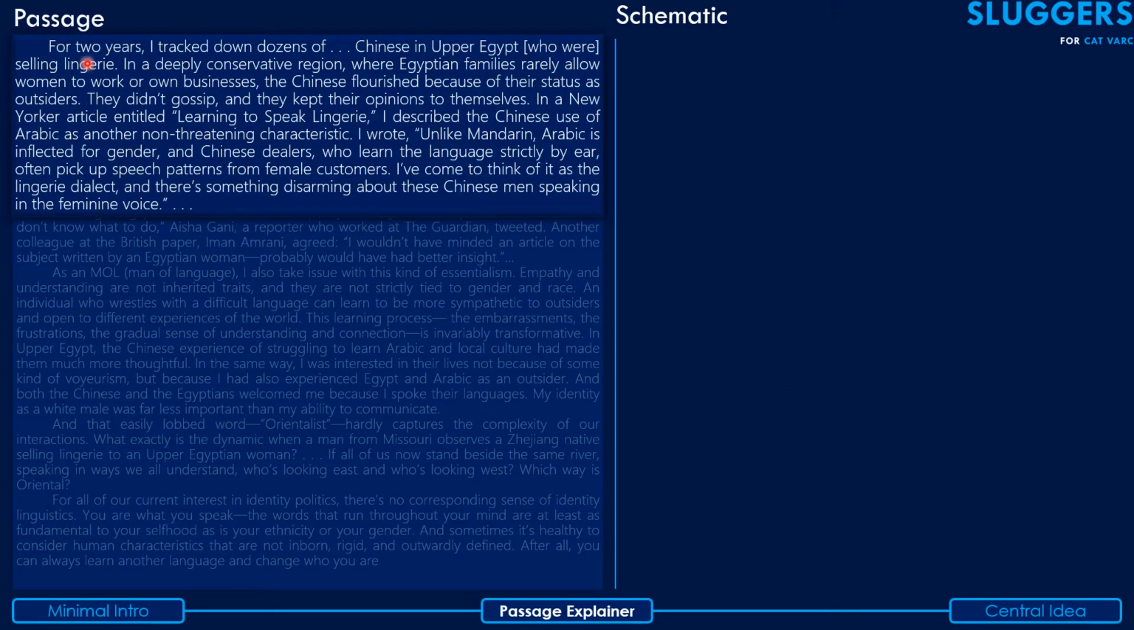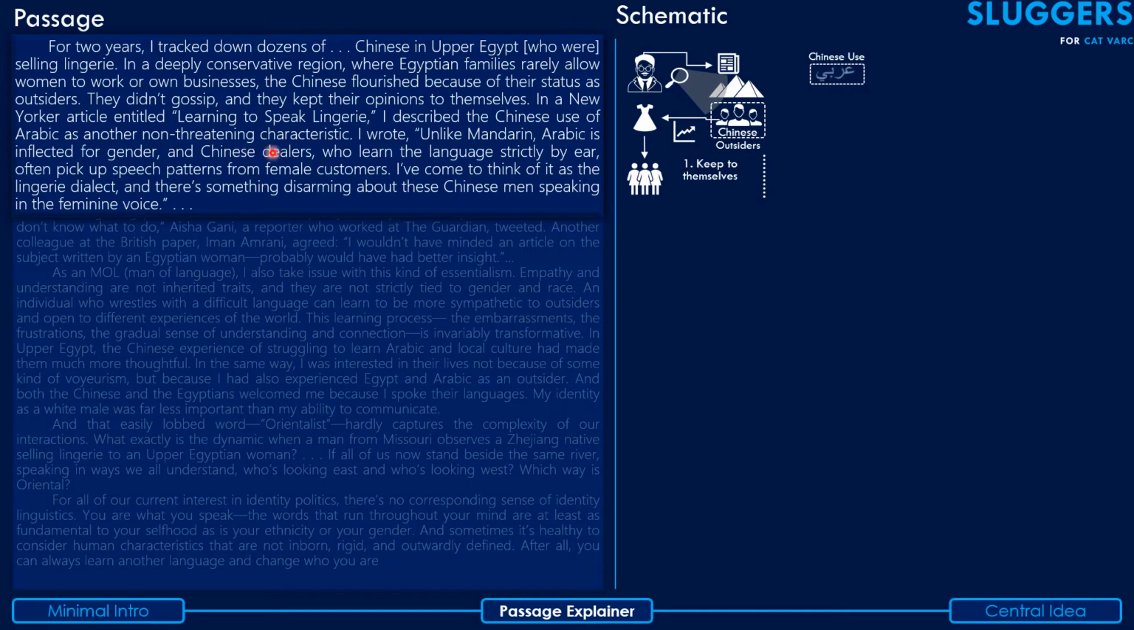Starting with the first paragraph. For 2 years, I tracked down dozens of Chinese in Upper Egypt who were selling lingerie. In a deeply conservative region where Egyptian families rarely allow women to work or own businesses, the Chinese flourished because of their status as outsiders. They didn't gossip and they kept their opinions to themselves.